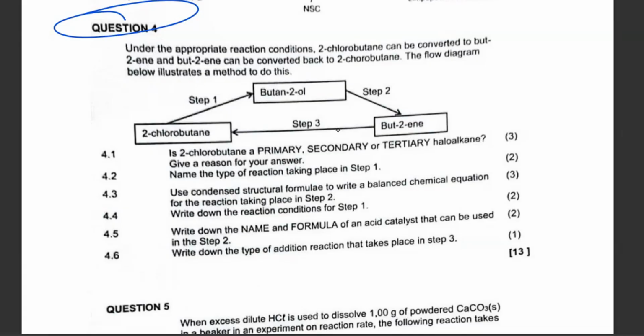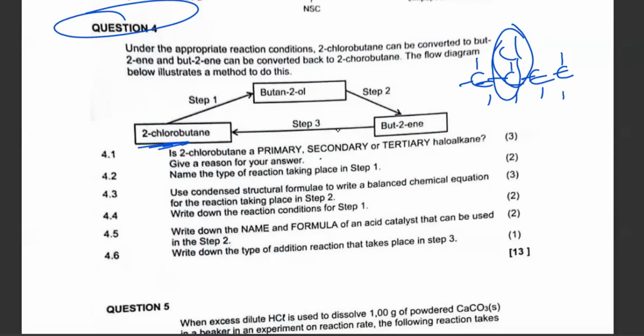The first question: is 2-chlorobutane a primary, secondary, or tertiary haloalkane? So I have to find out what it is. Butane is 1, 2, 3, 4, but they're saying 2-chloro. So you'll find out that it is a secondary haloalkane. The carbon atom with the functional group is attached to two other carbon atoms. Therefore, it is a secondary haloalkane.